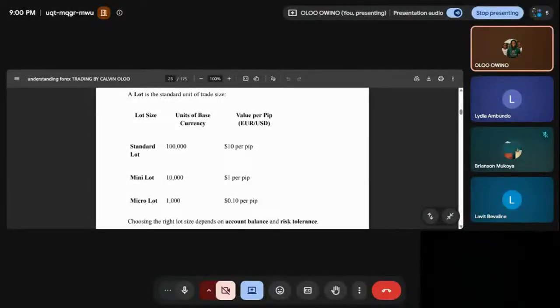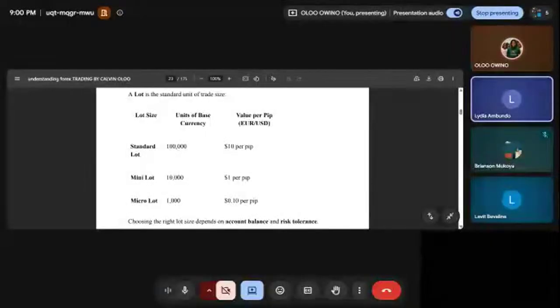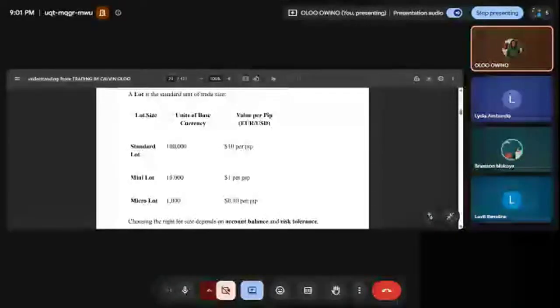Okay. Now, choosing the right lot depends on your account balance and risk tolerance. There's a value of a pip according to each lot. So, per pip, what is the value of a pip depending on a lot? When you're trading with one standard lot, one pip becomes worth $10. So if you have a $10 account and the market goes one pip against you, your account is gone, and your margin cannot allow you to trade one pip with one standard lot with $10. Cannot allow that. So up to there, are we together?